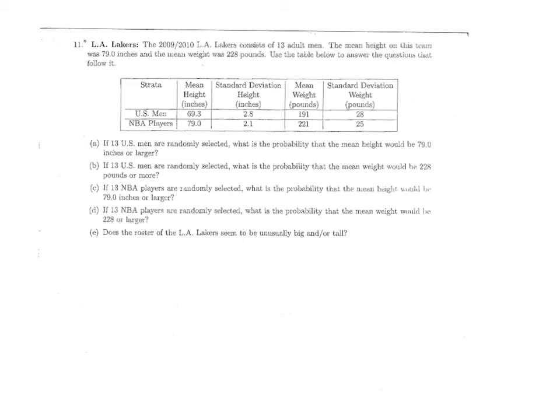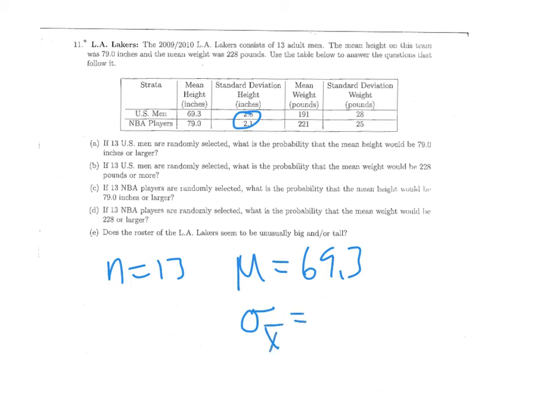So let's do some work here. For A, I know n equals 13. I know the mean height is 69.3, and the standard deviation for all men is 2.8. So let's find the standard deviation for all samples of size 13, because we're in the central limit theorem. So 2.8 divided by the square root of 13. I'm getting 0.777 if I round.